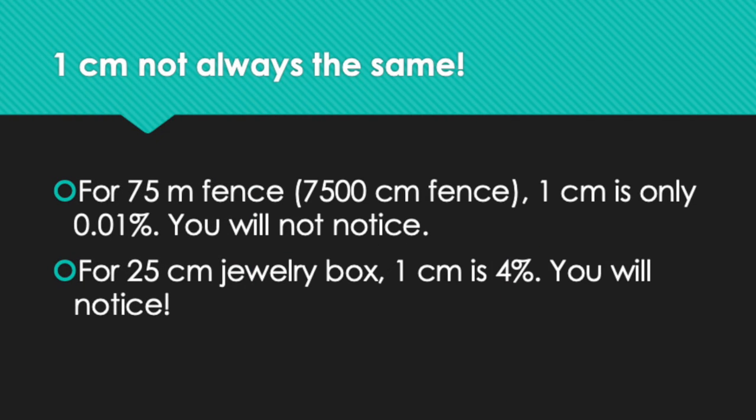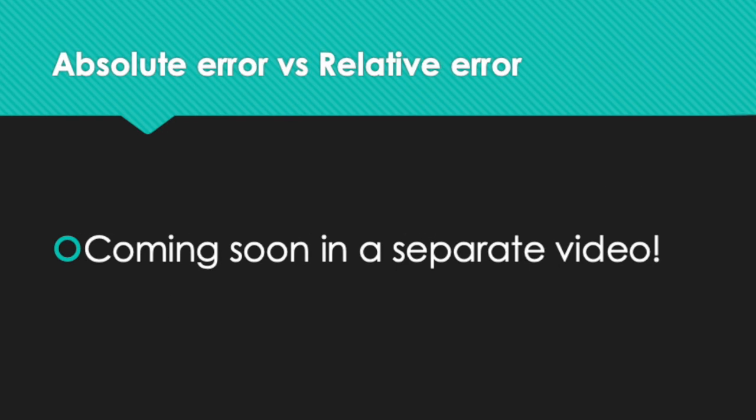But in other cases, saying that you are off by 1 centimeter might mean something different. If you're building a fence that's 75 meters long, 7,500 centimeters, being off by 1 centimeter is not a big deal. If you're building a jewelry box that's 25 centimeters long, being off by 1 centimeter is not good. 1 centimeter is only about 0.01% of the fence, but 1 centimeter is 4% of the length of the jewelry box. You're going to notice that.